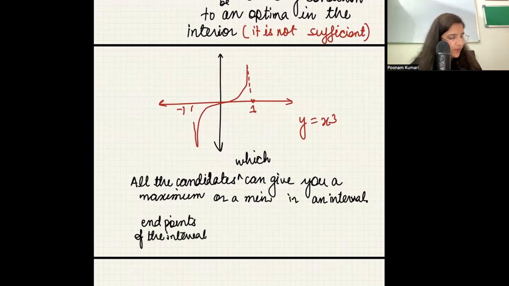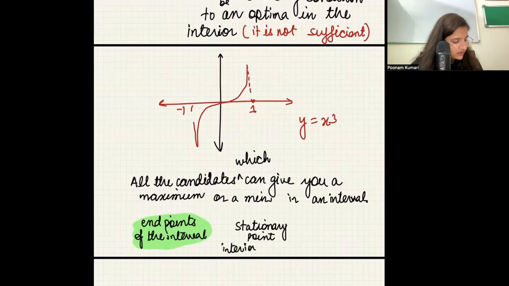So either they are endpoints of the interval. What is the second criteria? Either they are the stationary points, right? So they are stationary points. So stationary point basically means the interior points where f prime x equals 0, right?